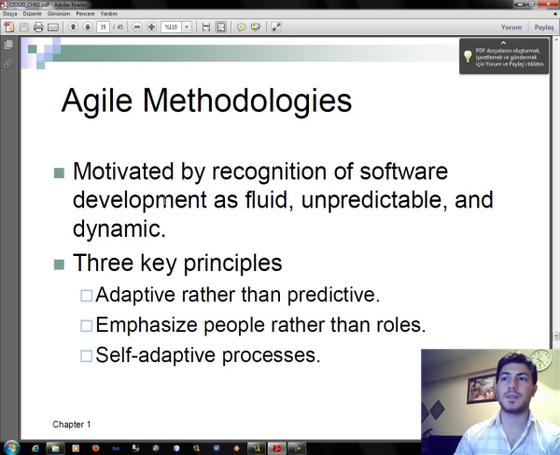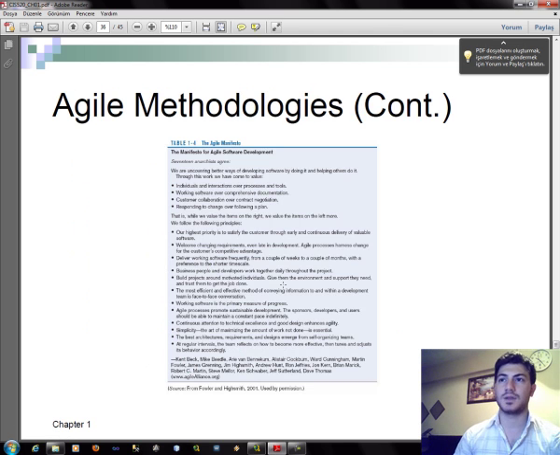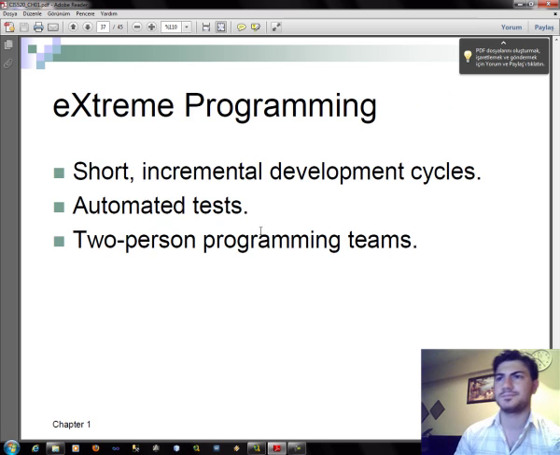Agile methodologies are motivated by the recognition of software development as fluid, unpredictable, and dynamic. Three key principles. First, adaptive rather than predictive. Second, emphasize people rather than roles. And third, self-adaptive processes. Now it's a table, the Agile Manifesto. You can look in more detail after completing the whole chapter.